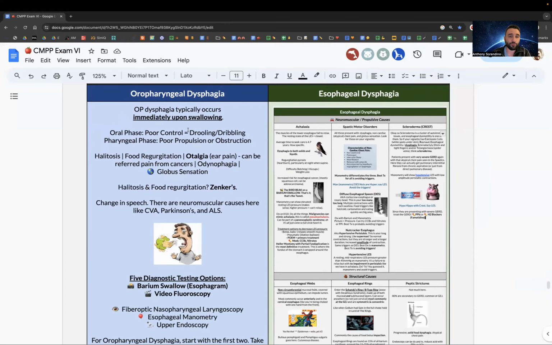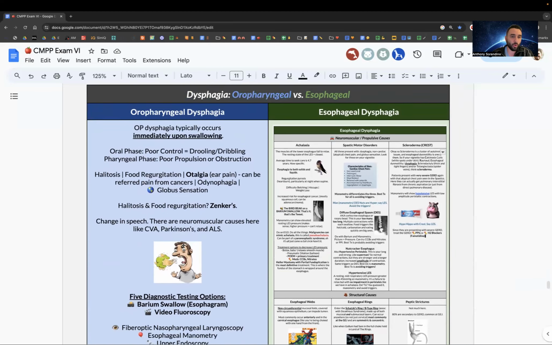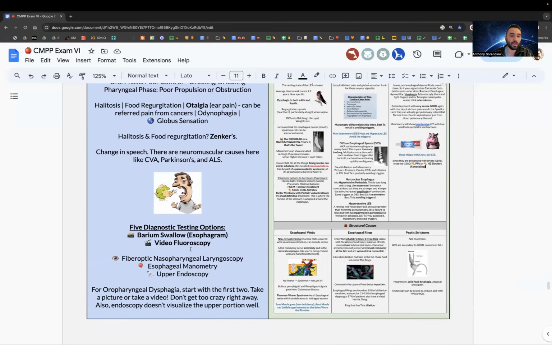All right, so oropharyngeal dysphagia, it's going to happen immediately upon swallowing. That's going to be a big one. You're going to see halitosis here. You're going to see food regurgitation. You're going to see a globus sensation. We'll talk about Zenker's in a second. If you do suspect oropharyngeal dysphagia, your two main diagnostic tests are going to be the barium swallow, which again is just a picture on an X-ray, or a video fluoroscopy, which is actually going to show the entire swallowing process. Those are the two you want to start with, okay?